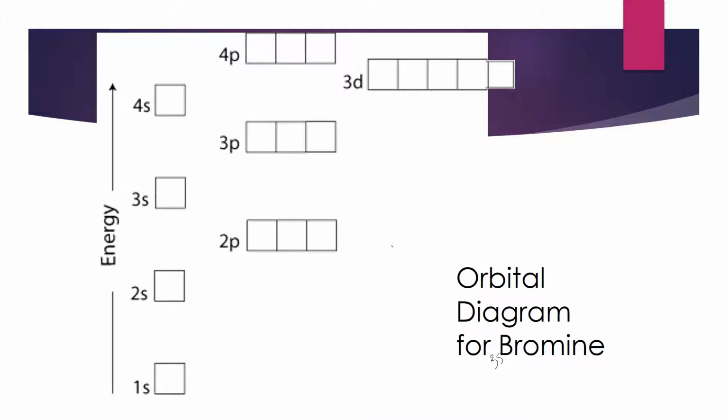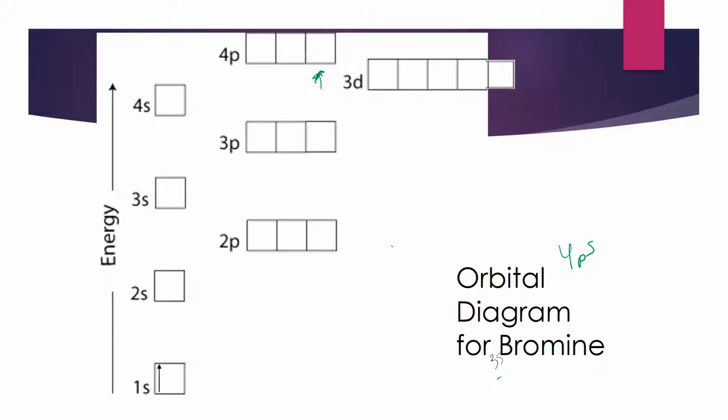So let's talk about bromine. Bromine's number 35 on the periodic table. It's actually in the P block, and it ends in 4p5. So it means we're filling this all the way up to here. So I just want to show you how it works.